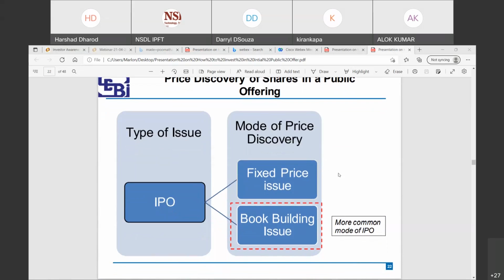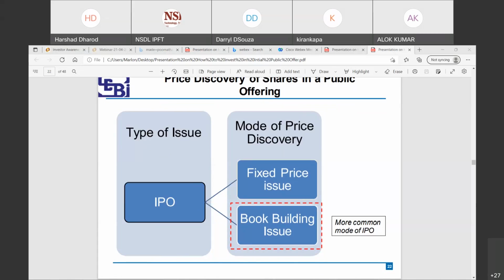Now these are the types of issues. So in an IPO, what is the mode of price discovery? First is fixed price. As the name suggests, fixed price means basically the price is already fixed, 10 rupees, 15 rupees, or 100 rupees, 150 rupees. So that price is fixed.